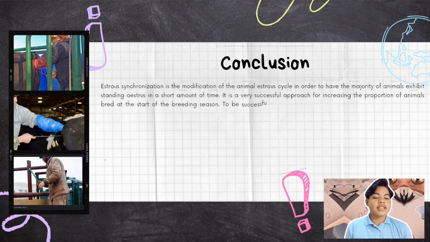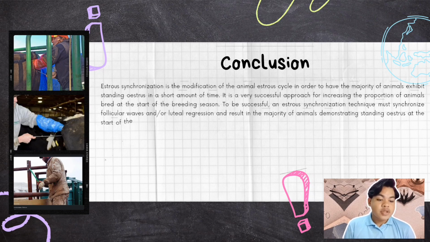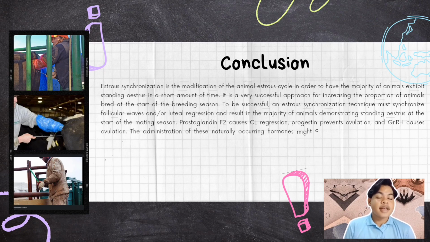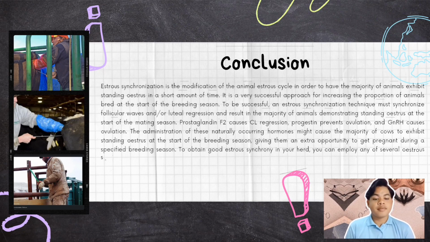Overall, estrus synchronization is the modification of the animal's estrous cycle in order to have the majority of the animals exhibiting standing estrus in a short amount of time. It's a very successful approach for increasing the proportion of animals bred at the start of the breeding season. To be more successful, an estrus synchronization technique must synchronize the follicular wave and/or luteal regression and result in the majority of the animals demonstrating standing estrus at the start of the mating season.